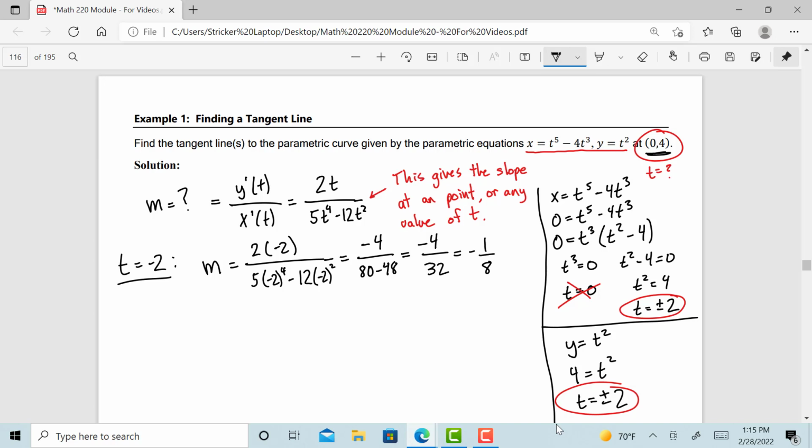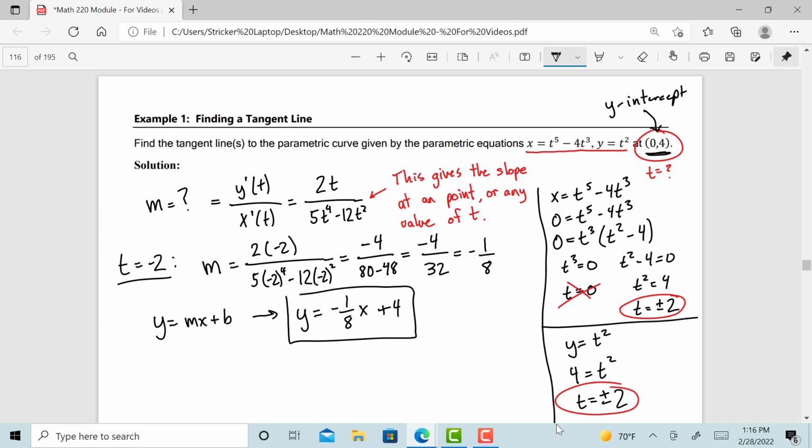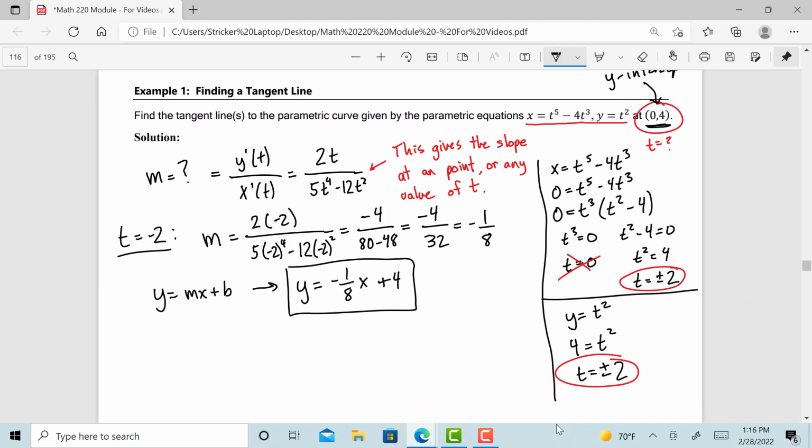Okay. So our equation then, remember, equation of a line is y equals mx plus b. We now know our slope. Our slope is equal to negative 1/8. And we are given our y-intercept was 0, 4. So that means b is what? b is 4. So that's a tangent line right there: y equals negative 1 over 8x plus 4.